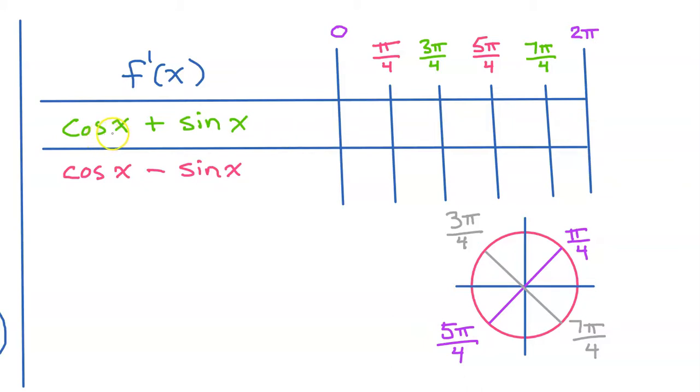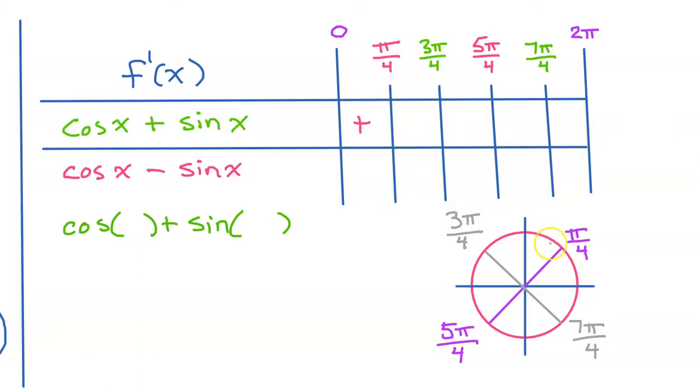Let's start with the green factor. We are allowed to use 0 itself for this first interval. So if we do cosine 0 plus sine 0, cosine of 0 is 1, and sine of 0 is 0, right? Because cosine is the x value, sine is the y value. So that is 1, but what really matters is that it is positive.